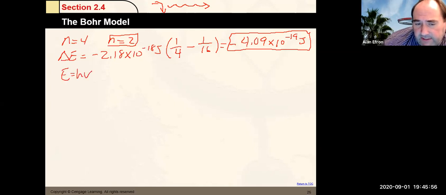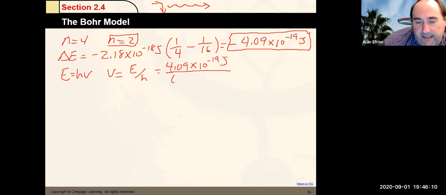E is equal to h times the frequency, which means the frequency is energy divided by Planck's constant. So here again, we're going to get rid of the negative, because we want to make sure that we end up with a positive number. And our h again is a constant, 6.63 times 10 to the minus 34 joules times seconds. Again, the joules are going to cancel. That's going to leave us with our reciprocal seconds.